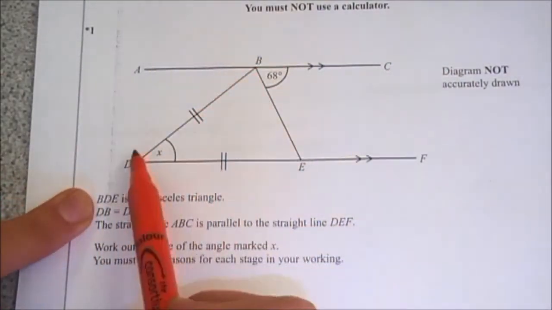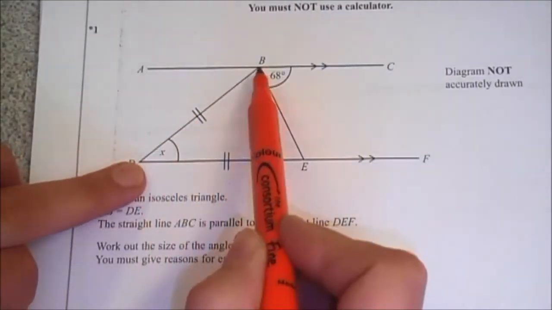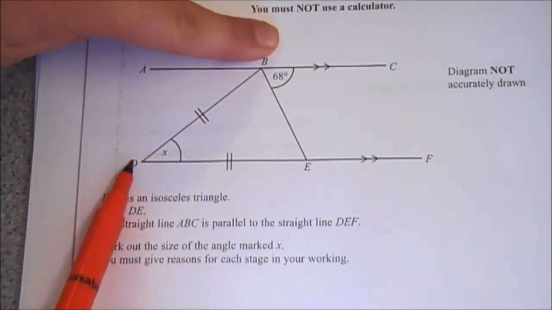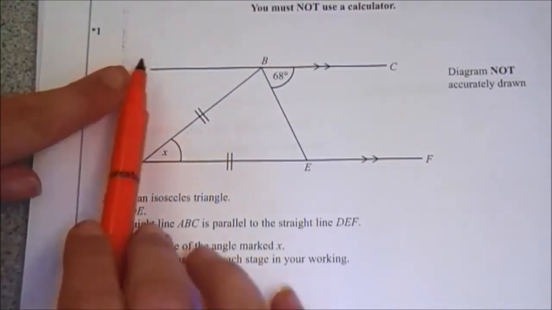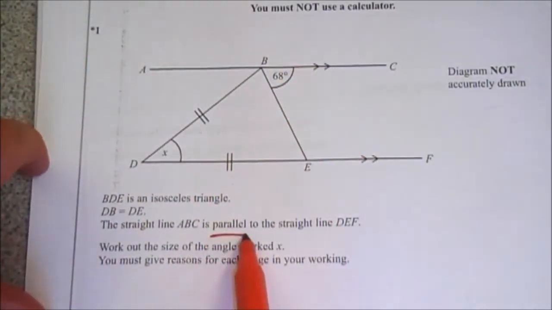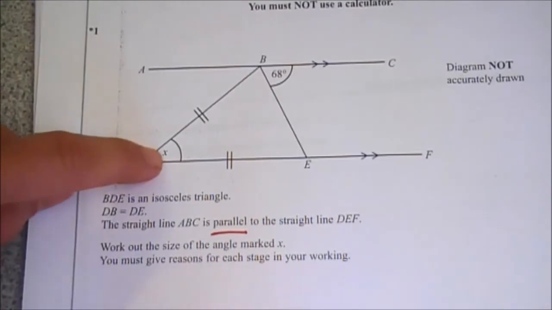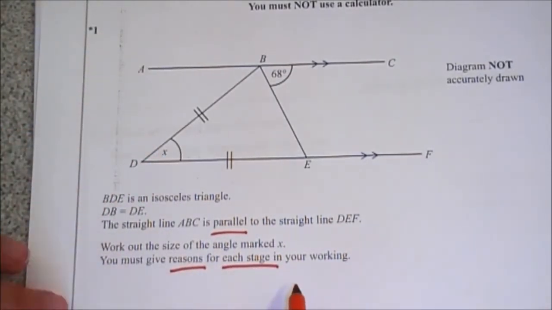BDE is an isosceles triangle. That means two lengths are equal. DB is equal to DE. The straight line ABC is parallel to the straight line DEF. Work out the size of the angle marked X. Give reasons for each stage of your working out.